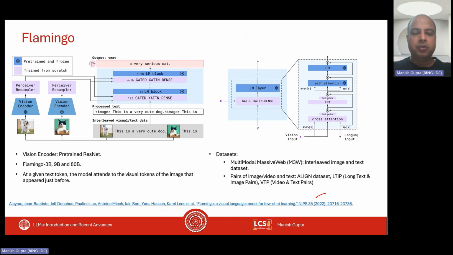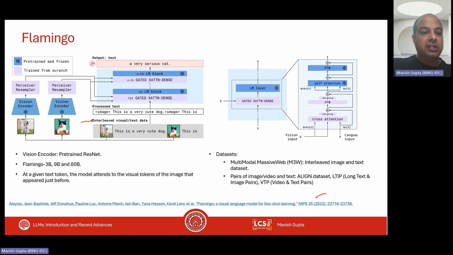As usual, you would always expect some image encoder, some text encoder, and then a text generator, a text decoder. That is what you observe here as well. But the architecture is a little more complex. There could be multiple images in Flamingo, and it can also take interleaved visual text data.